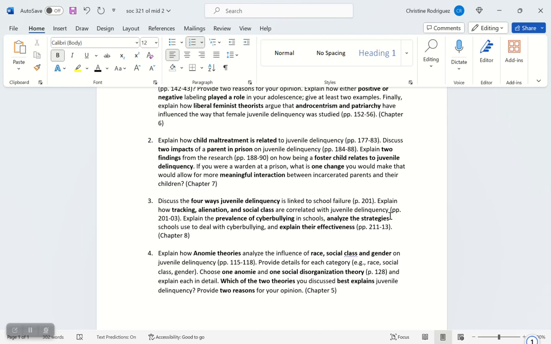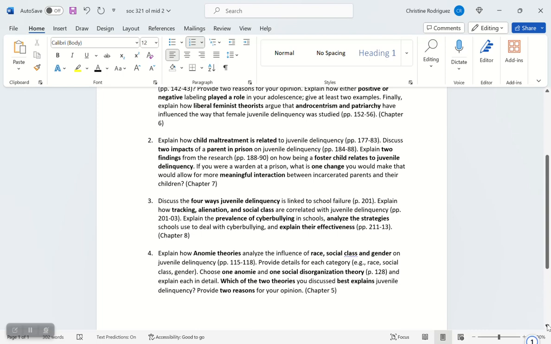If you were a warden at a prison, what is one change you would make that would allow for more meaningful interaction between incarcerated parents and their children? So just put some thought into this. There's a lot of information about how incarcerated parents are able to interact in a limited way with their children. So consider what's one thing that you could do to make it a little easier for them to have more meaningful interaction if you were a prison warden.